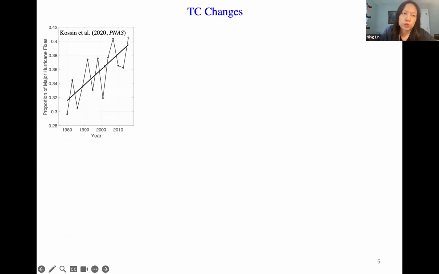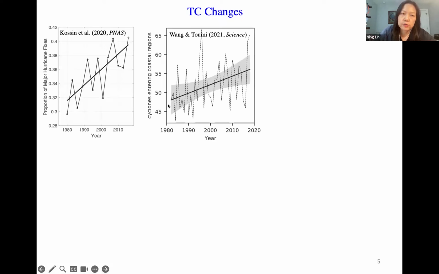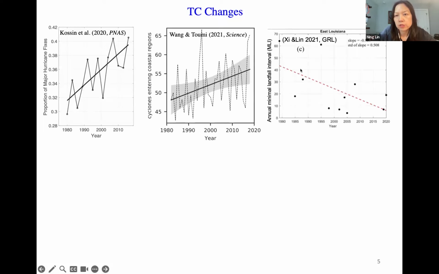The proportion of major hurricanes has been increasing over the past decades. This figure shows that cyclones entering coastal regions where they cause damage have been increasing over the past decades. We also recently checked the time intervals between two sequential hurricanes impacting the same locations or same states, as we've seen this year. That time interval between storms has been decreasing over the past decades. So those are indicators that climate change possibly has been changing storm characteristics, but with a lot of uncertainties given the limited data.